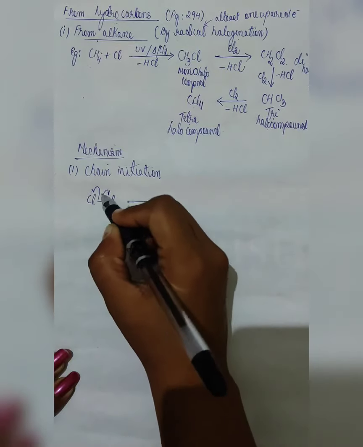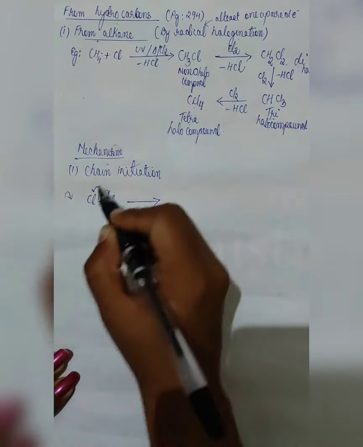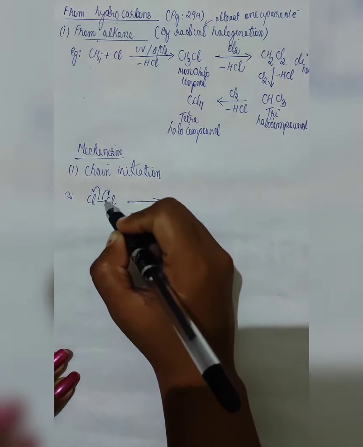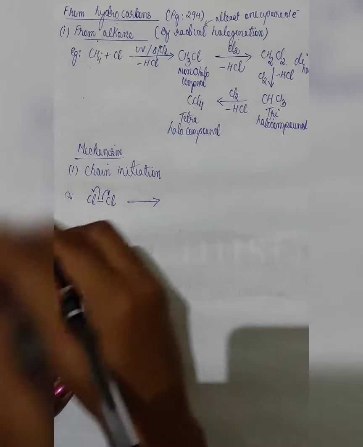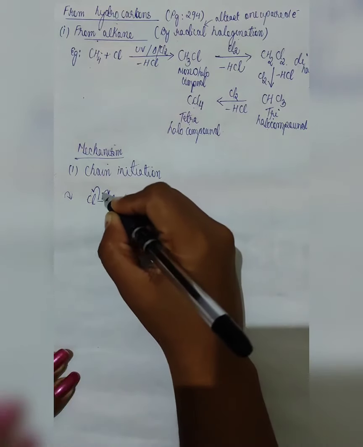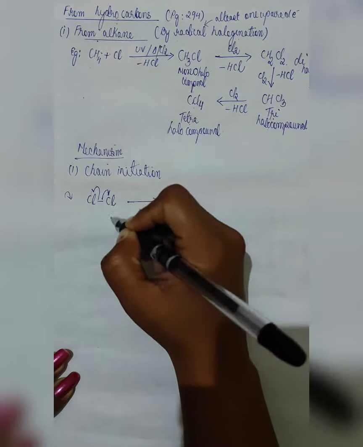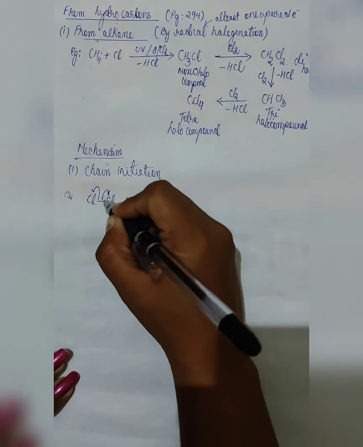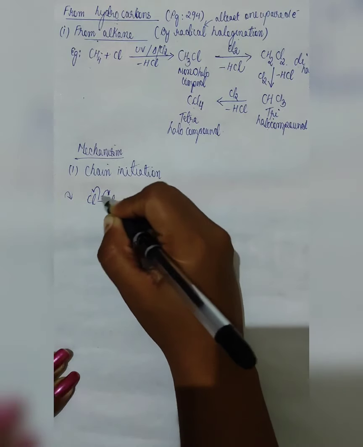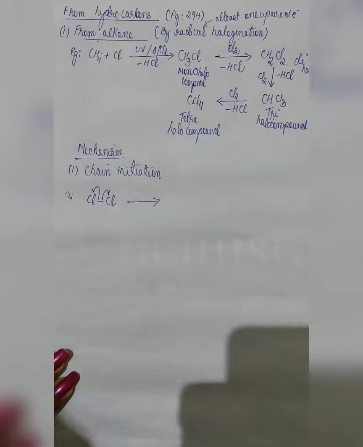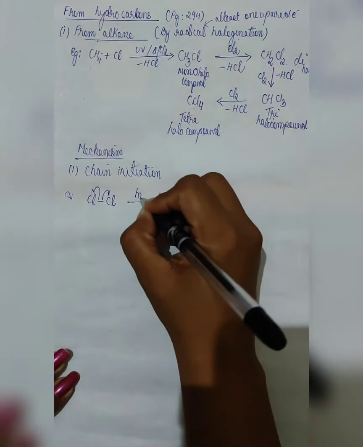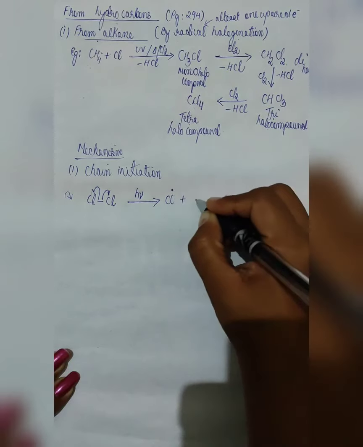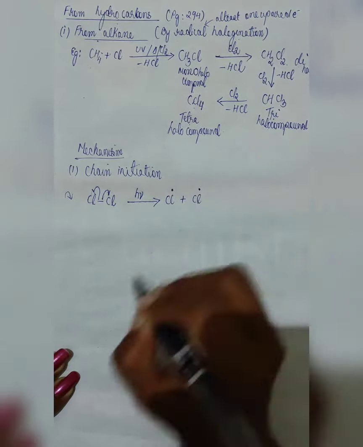Now here, you cannot denote it as a full arrow. Homolytic cleavage is generally shown by this half arrow. This is known as a fish hook arrow, because it is denoting that only one electron is going. If you make a full arrow, it will indicate that two electrons have gone. So with this half arrow, it is indicating that one electron has gone here, one electron has gone here. Now upon homolytic cleavage, we will get radicals, that is chlorine with one electron and chlorine with one electron. This is known as radical.